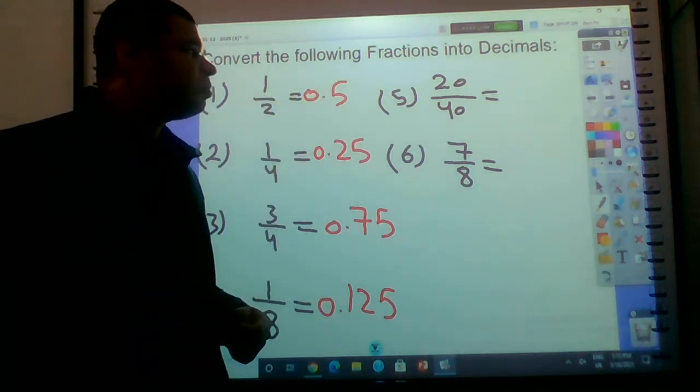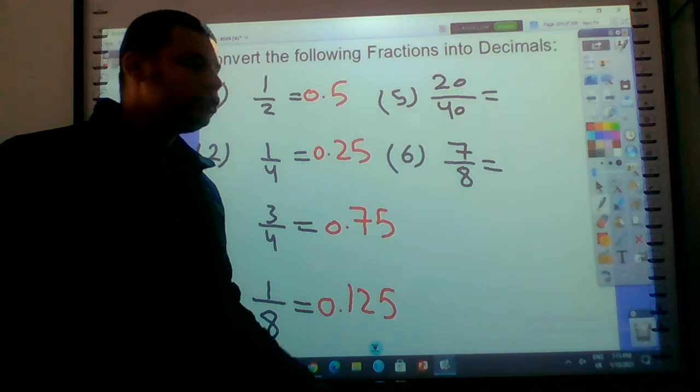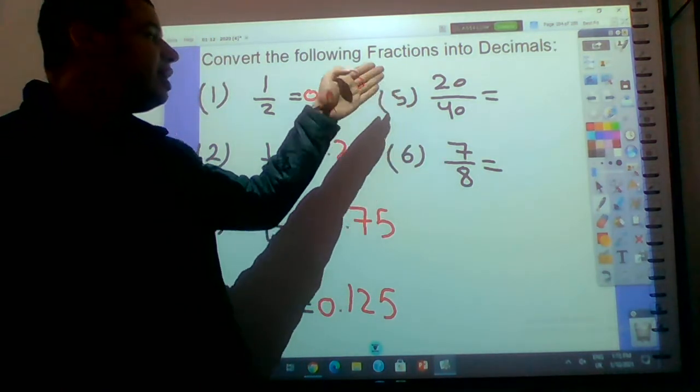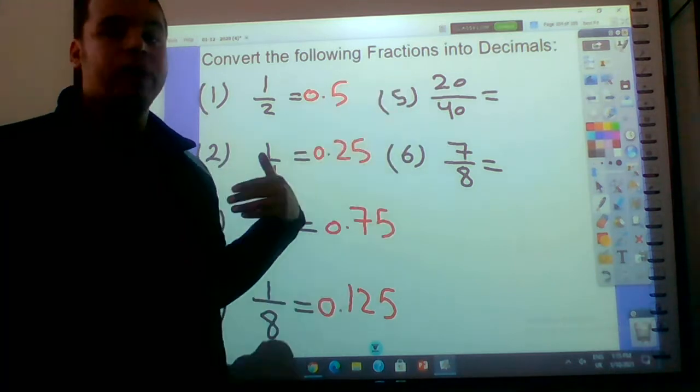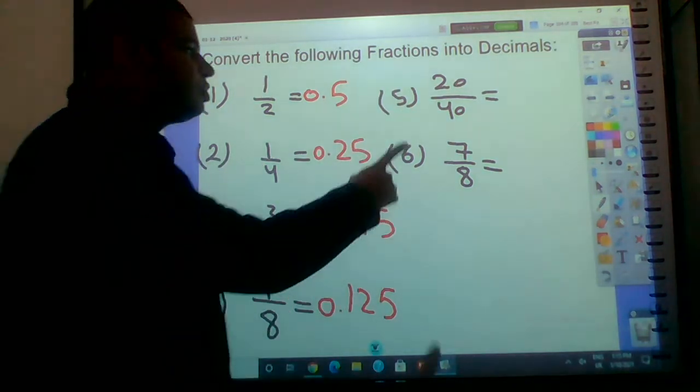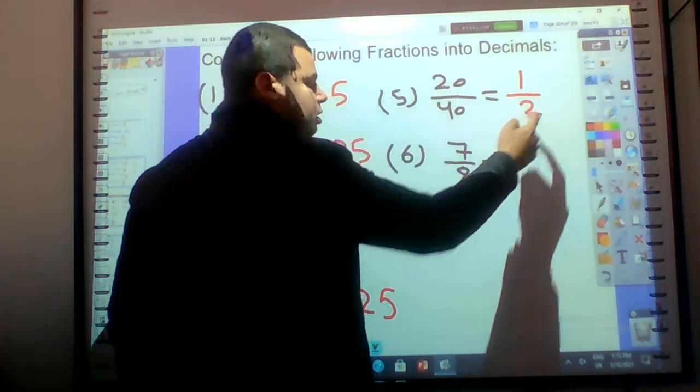20 over 40. Oh, mister, we didn't take this. Come on, don't you know this? It's a half. 20 is the half of 40. It's exactly as if it's 1 over 2 after simplifying it. So it's just a half.